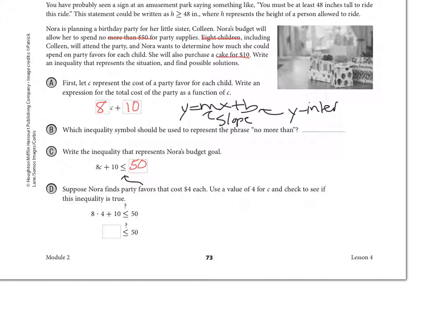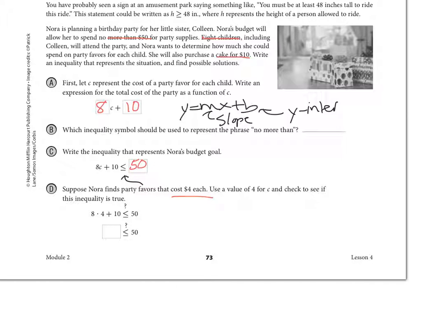Now, that's going to be a part that's going to be difficult for you because that's the part I can't really help you with. You're going to have to kind of read a problem and determine that. After that, we're just solving. Now, instead, what they did was they took a scenario and they said, suppose Nora finds party favors that cost $4 each. Use a value of 4 for C and check to see if that will work.